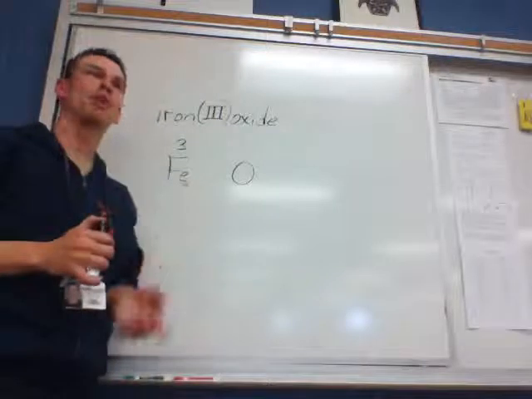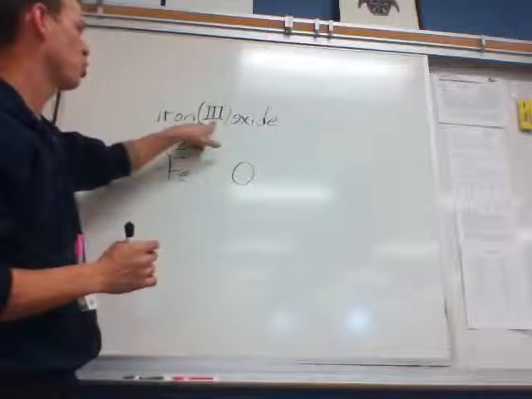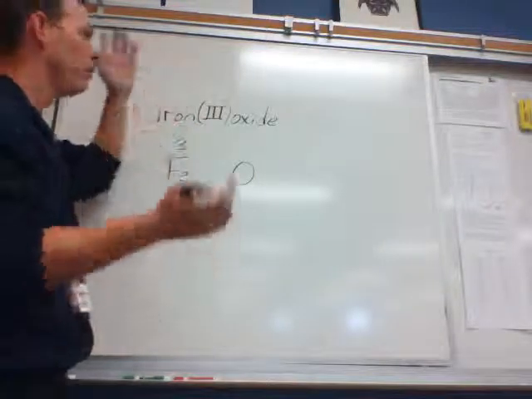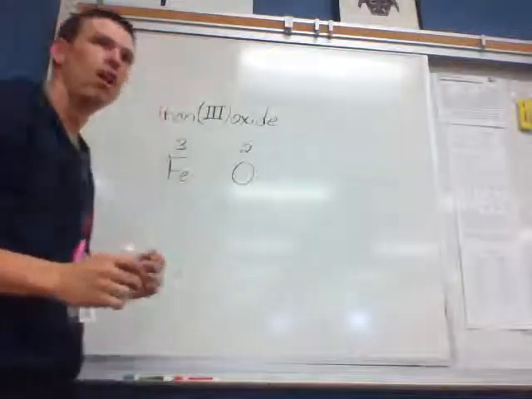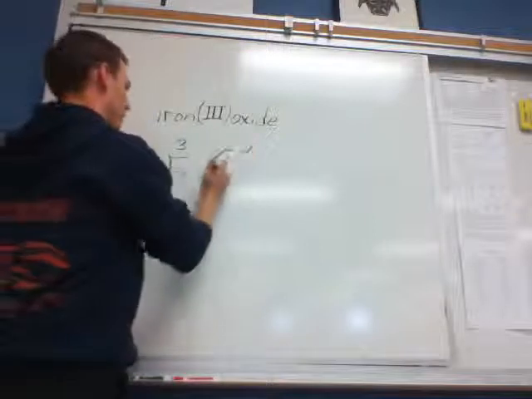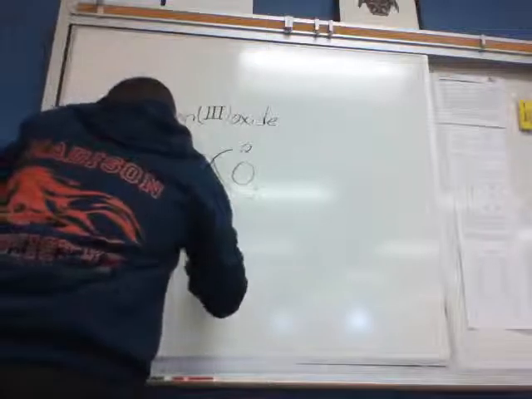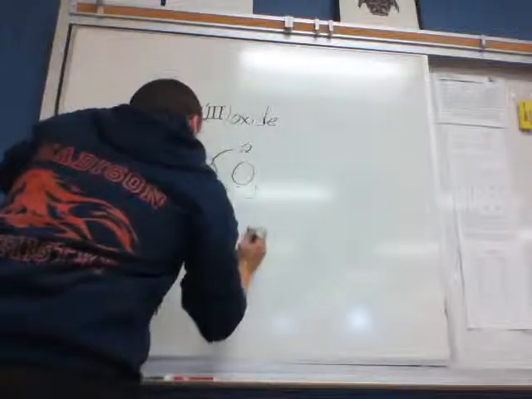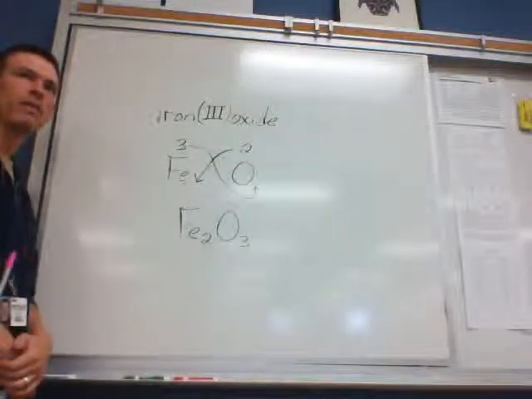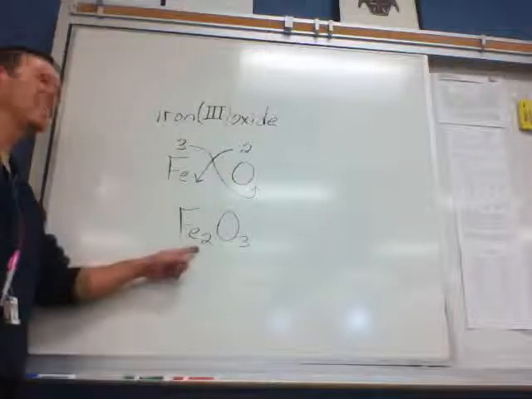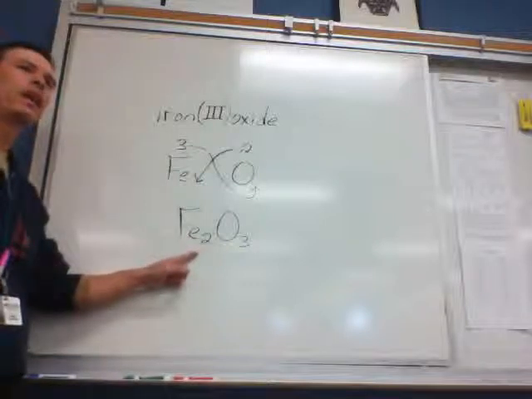Please don't fall under the impression that Roman numerals are something really, really weird. All they do is tell you the charge of him. And then we go on. What's oxygen's charge? -2. The numbers are different. Crisscross. This is iron 3 oxide. That's really how you say it. Iron 3 oxide.